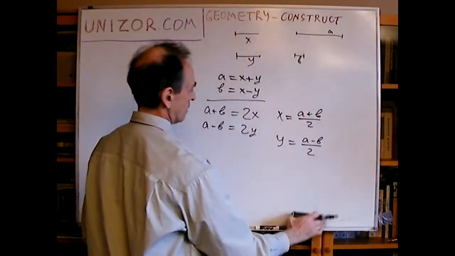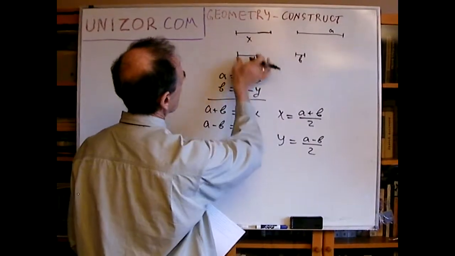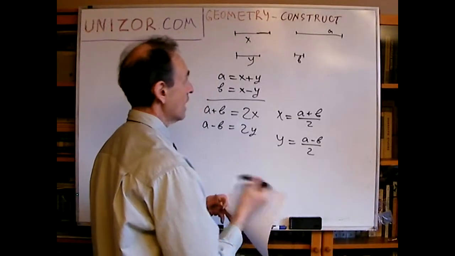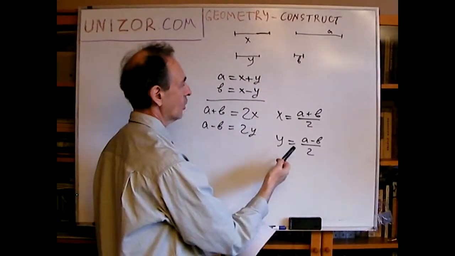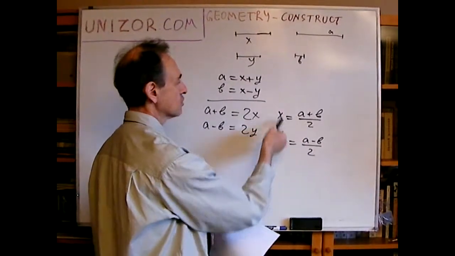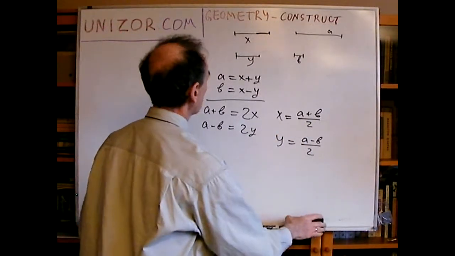Let me make it prettier. It's a little longer. So the difference is b, and the sum is a. Okay. So now, knowing a and b, we algebraically solved for x and y. So how can I construct these two segments, x and y, if I know a and b? Well, elementary.